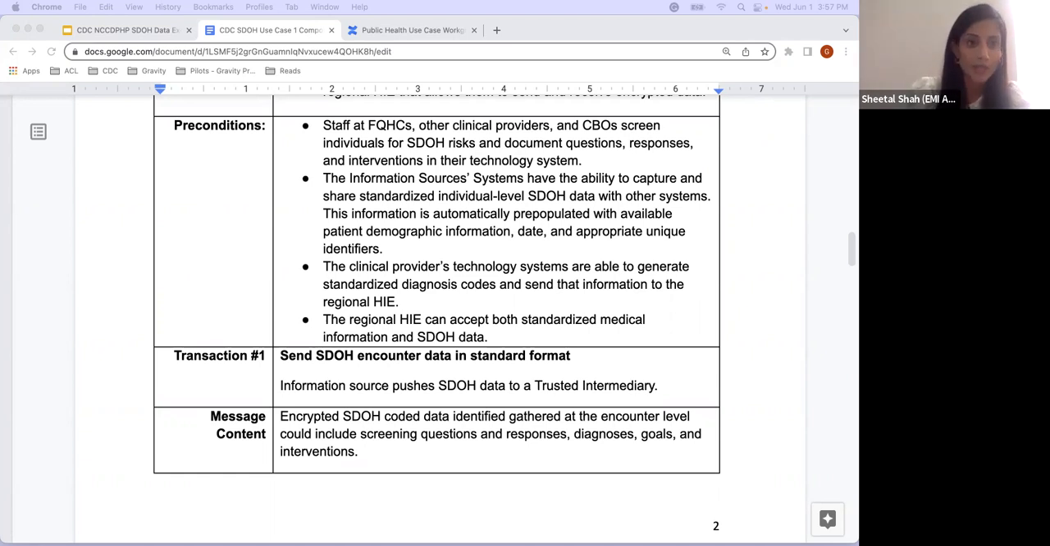So those were some of the preconditions we wanted to outline for the systems that are involved in this first transaction. And I'll pause here to see if there are any comments or questions.